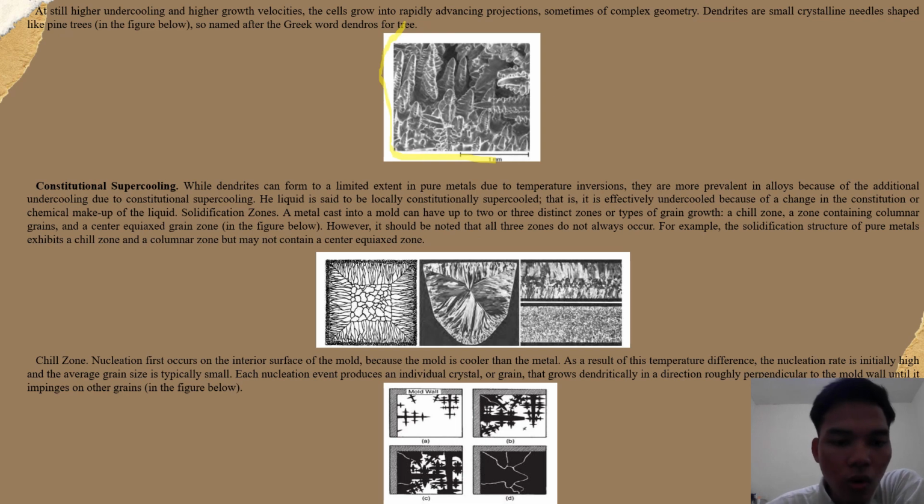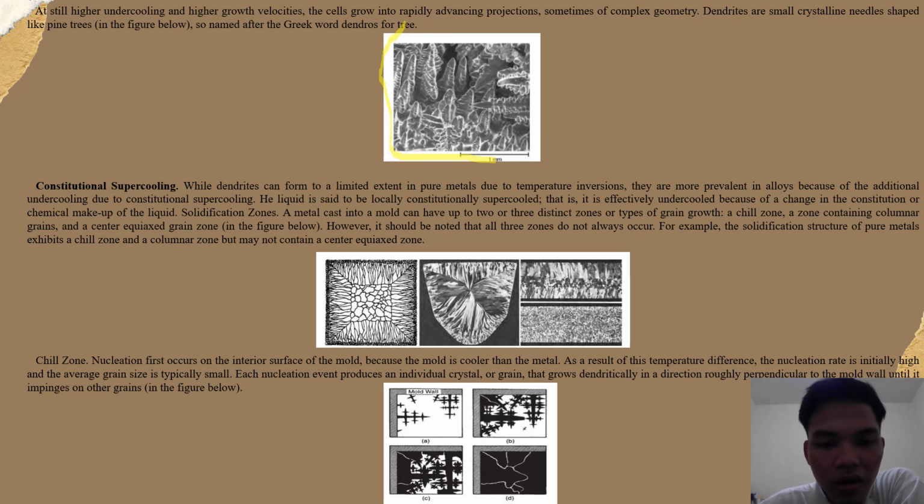Constitutional supercooling. While dendrites can form to a limited extent in pure metals due to temperature inversion, they are more frequent in alloys because of the undercooling due to constitutional supercooling. The liquid is said to be constitutionally supercooled, that is, locally undercooled because of a change in the composition, the chemical makeup, of the liquid.